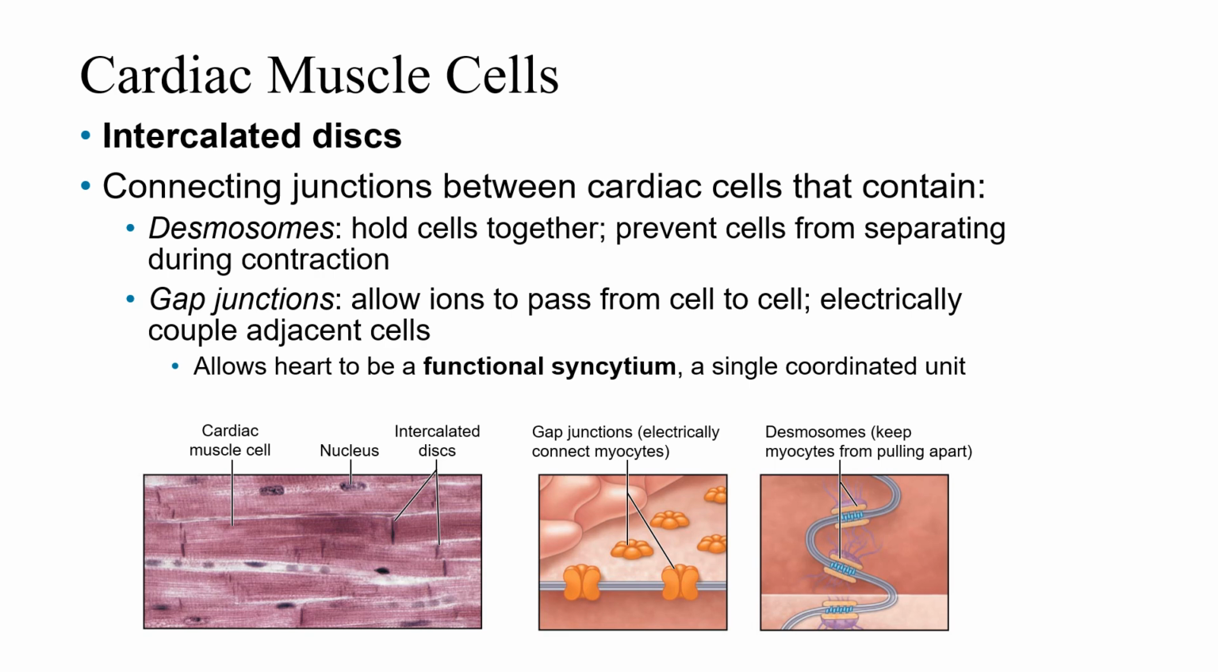Here we go. Intercalated discs connect adjacent cardiac cells. The desmosome is the anchor point, keeping the cells together. The gap junction allows for ions to pass, and this allows for a functional sync. Basically, the heart will beat as a single coordinated unit because the gap junctions allow for ions to pass through freely.